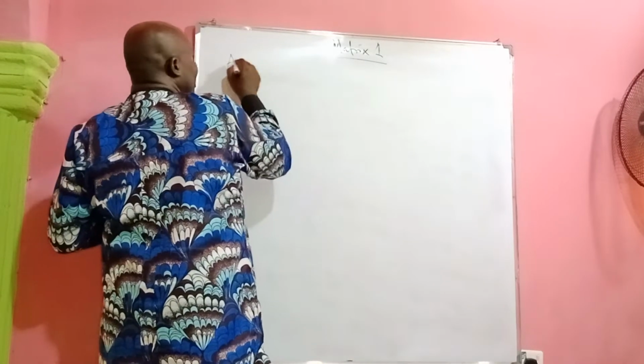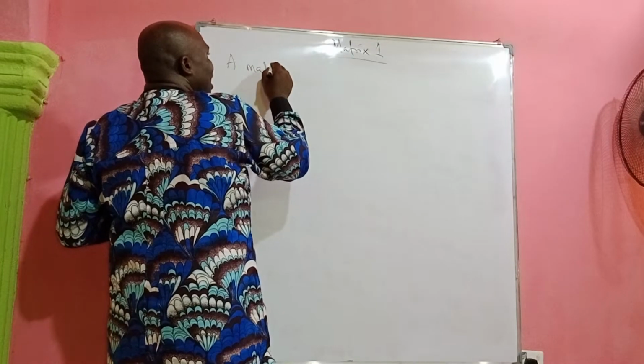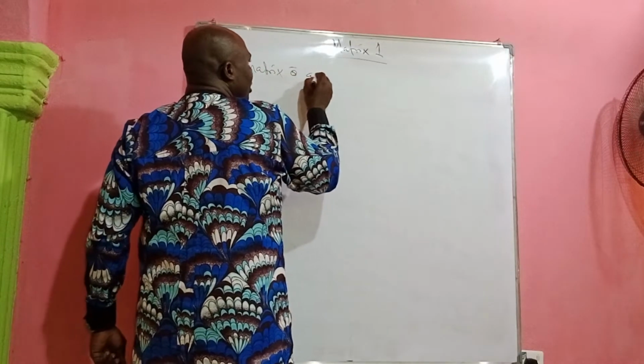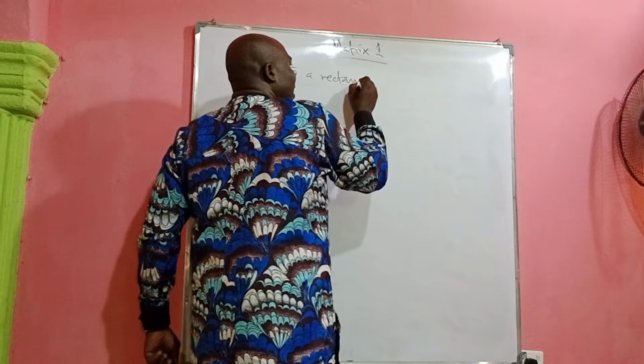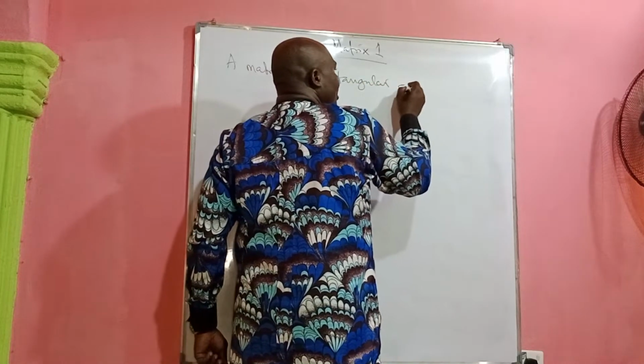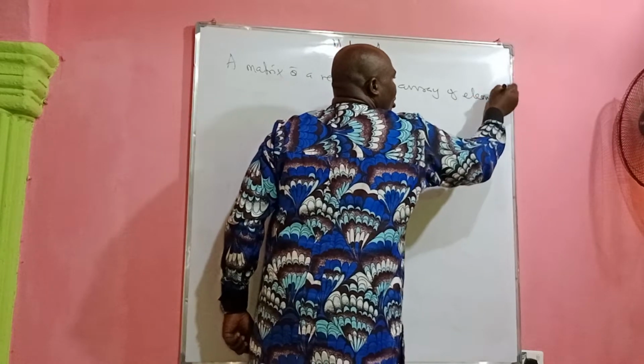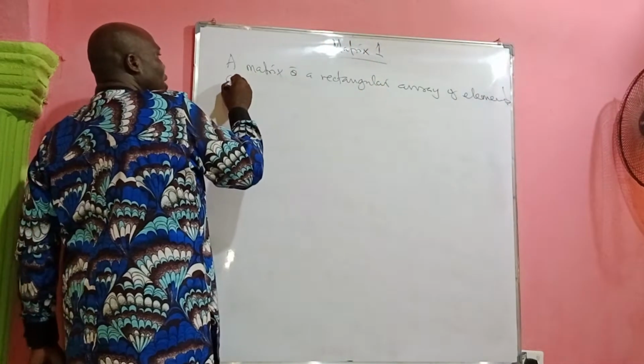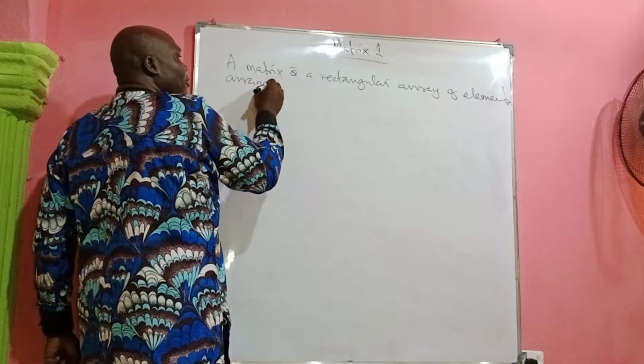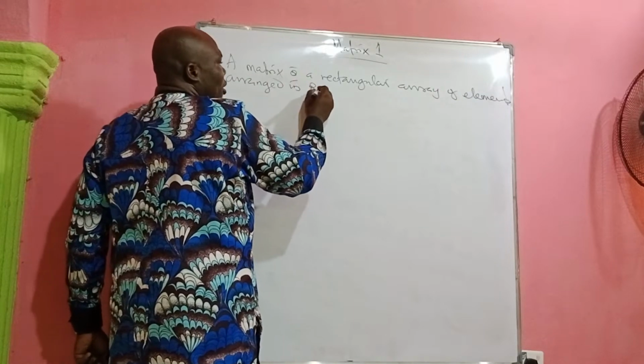A matrix is a rectangular array of elements arranged in rows and columns.